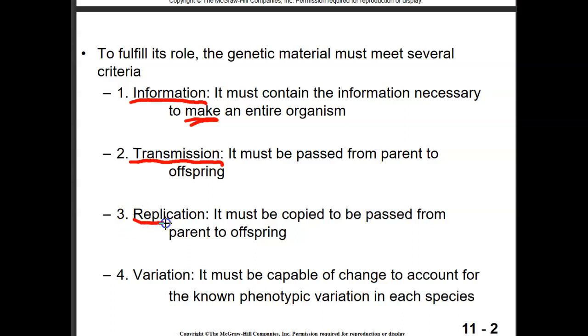The molecule had to be replicated or copied. So in other words, a faithful copy has to be produced from the parent to the offspring in order for the genetic material to be meaningful. And then the material has to be variable. There has to be variation so that you can have phenotypic variation within a population. That's a really big deal, right?